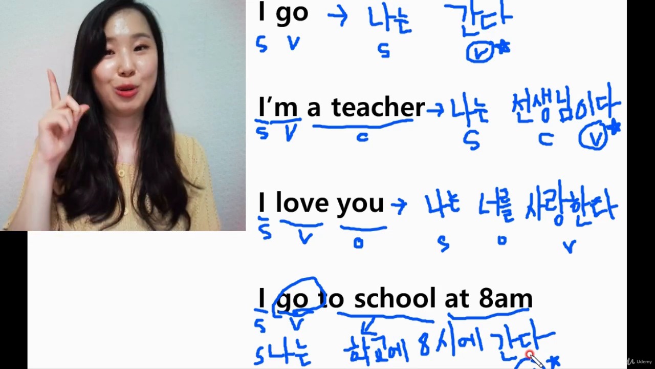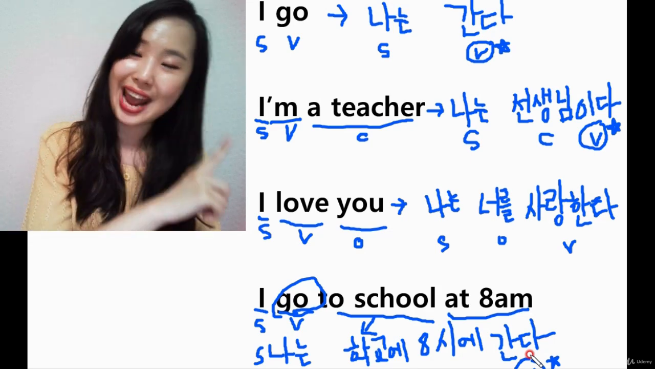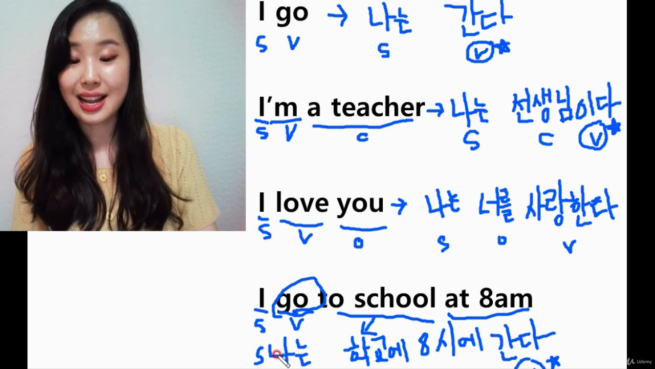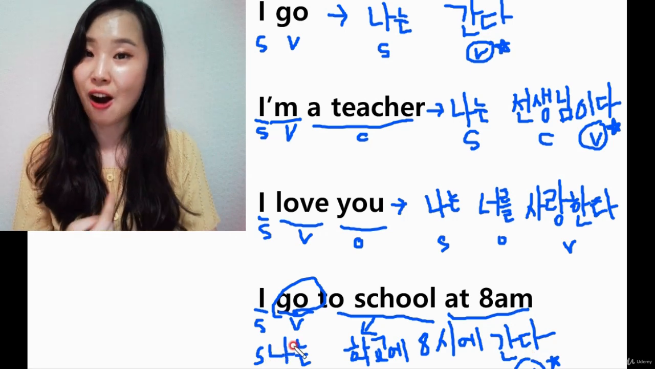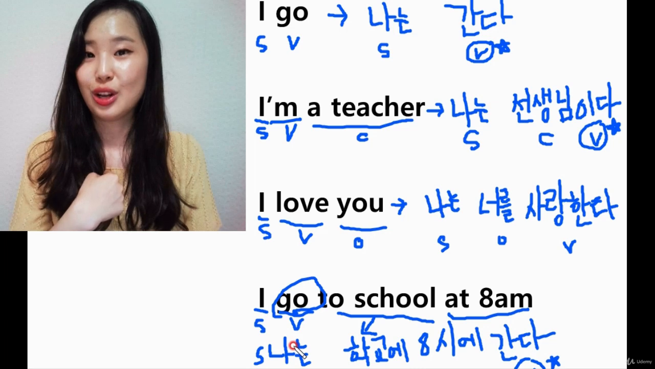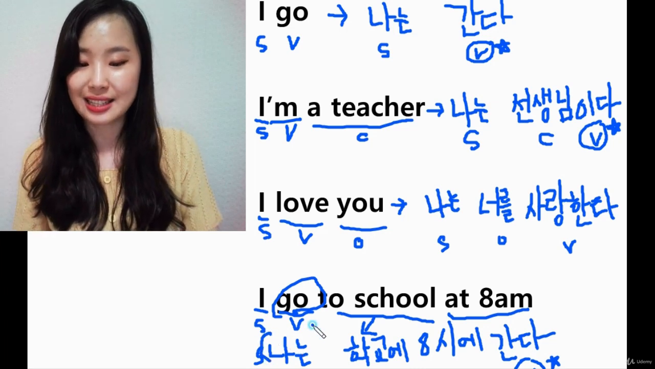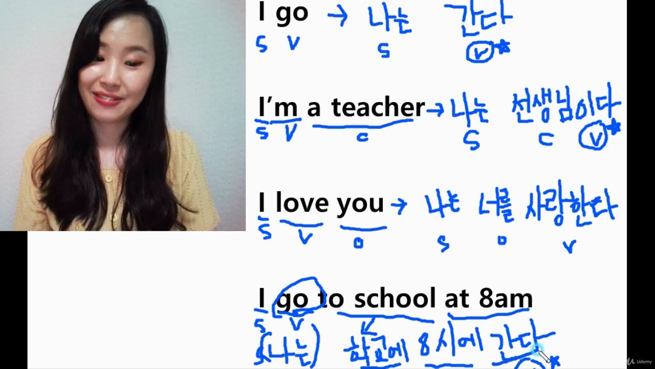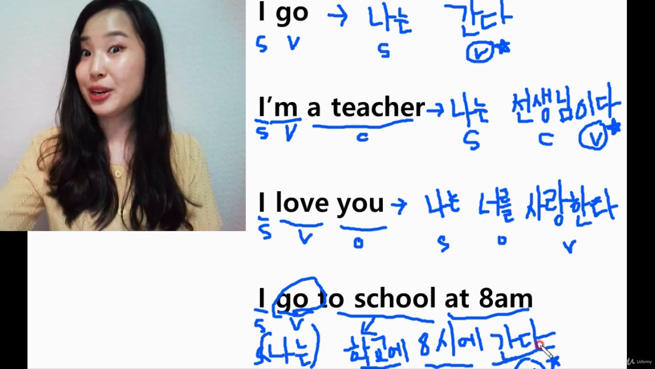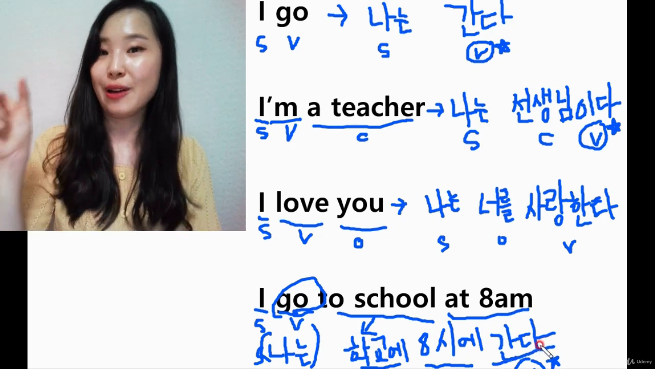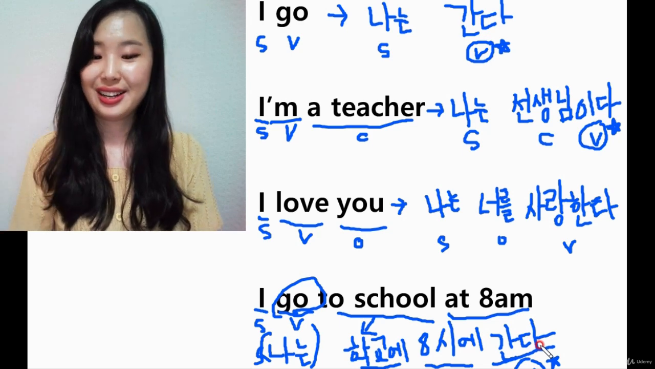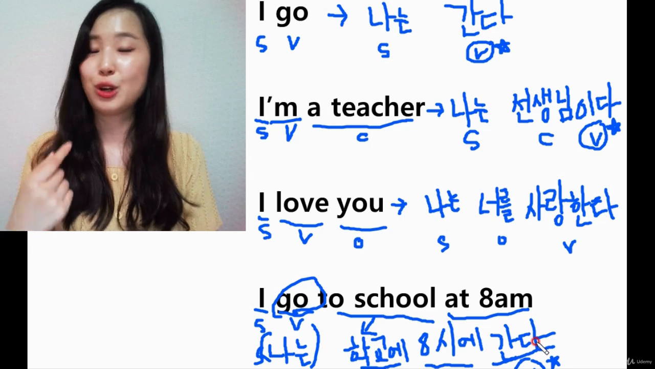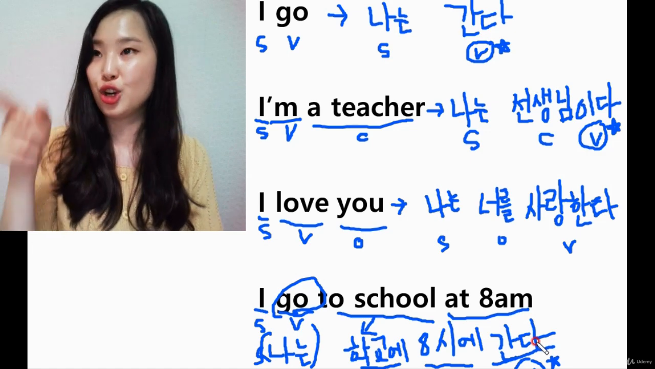So here, the most important thing is that the verb goes to the end. And also I want to explain one thing. This sentence is I go to school, and it's obvious that I'm going to school. So Korean people skip 나는. We just say 학교에 8시에 간다. If someone else goes, not me, then you have to put the subject, like she goes to school or someone else goes to school. If you don't put it, people assume that you go to school.